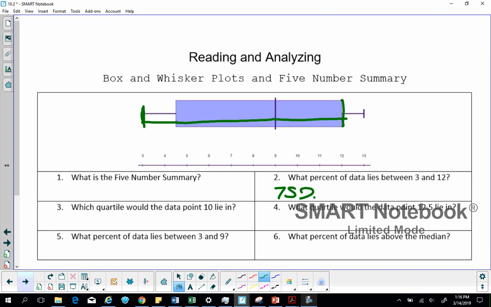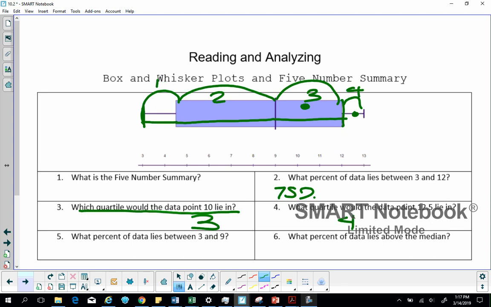Which quartile does 10 lie in? It's in this one. What quartile is this one? 1. What's this one? 2. Third, 3. Yep. Where does 12.5 lie? 12.5 is right here. What quartile is that? 4, right? This little guy's 4.